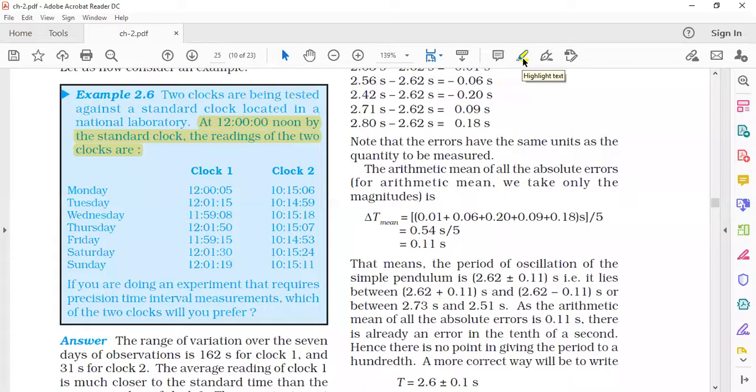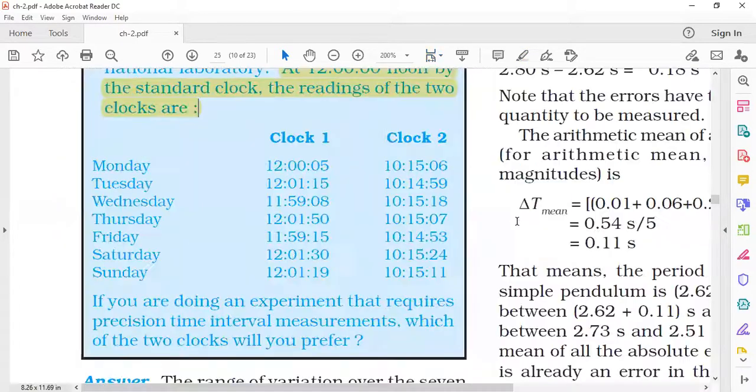Similarly, I need to write for clock 2. When you read for clock 2, it shows 10:15:06. Then I had 10:14:59. I need to make it big, so let me make it big. So for me, it becomes very simple. 10:14:59, 10:15:18.